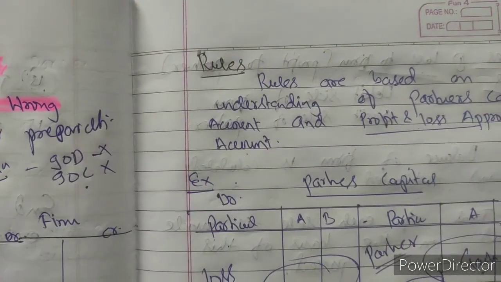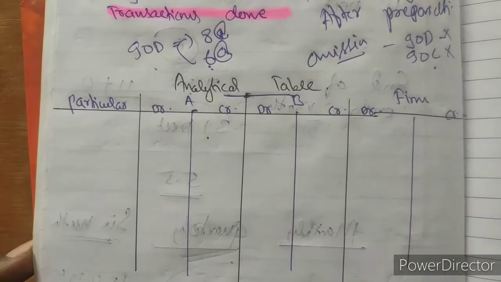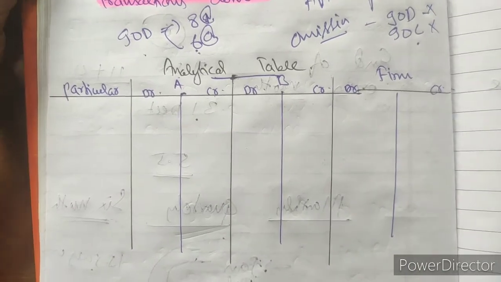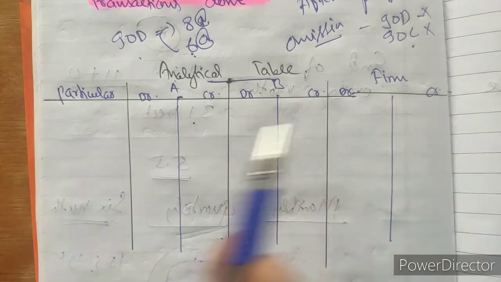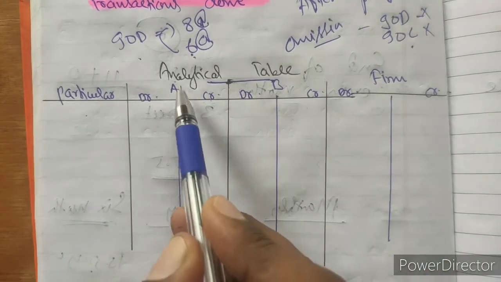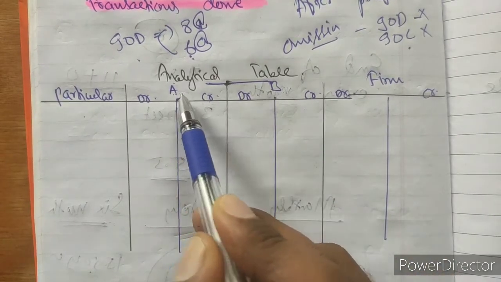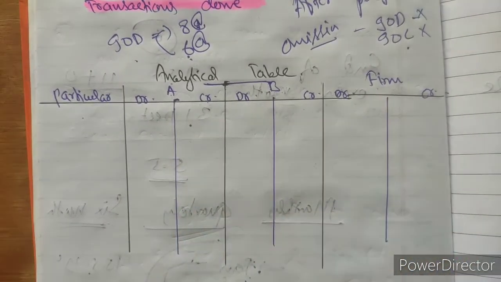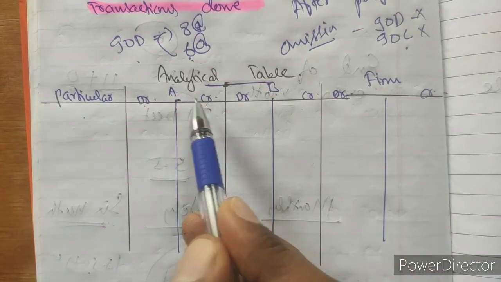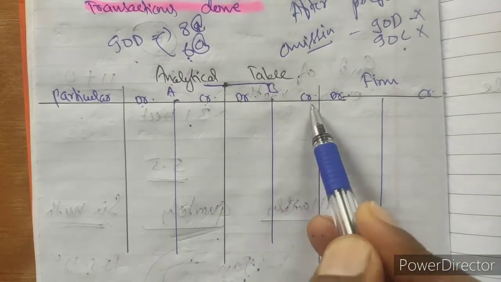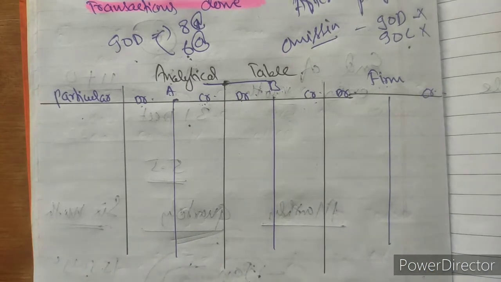To solve the question, I have one question for you. Before going to the question, let us first see what this analytical table is. To solve this, we will be using an analytical table. In an analytical table, this is the format. The first column will be particulars, then we will make a column for each partner. If there are 2, A and B, then A and B. If there are 3, then A, B, C; 4, then A, B, C and D, whatsoever. Under each partner's account, there is a debit side and a credit side. A debit, credit. B debit, credit. The last column will be the firm, firm's debit, credit. Hope this analytical table is clear.